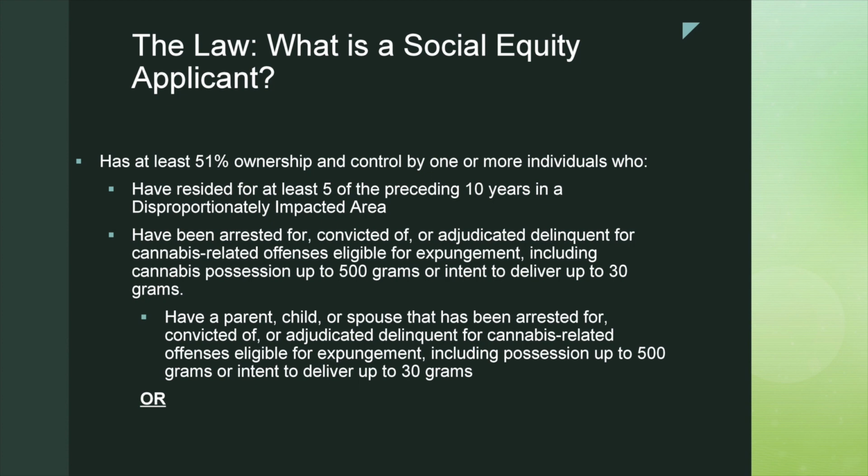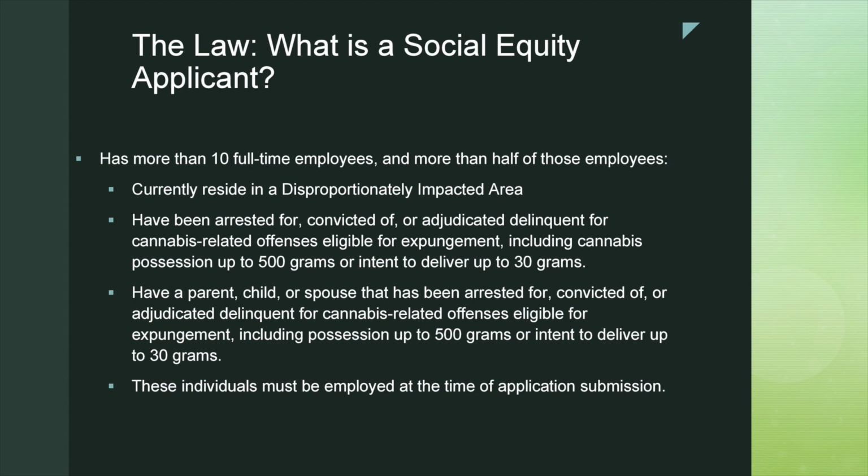They could also have been arrested or convicted of or adjudicated delinquent for a cannabis-related offense eligible for expungement, which includes cannabis possession of up to 500 grams or intent to deliver up to 30 grams. They also can have a parent, child, or spouse that has been arrested for, convicted of, or adjudicated delinquent for a cannabis-related offense, including possession up to 500 grams or intent to deliver up to 30 grams.